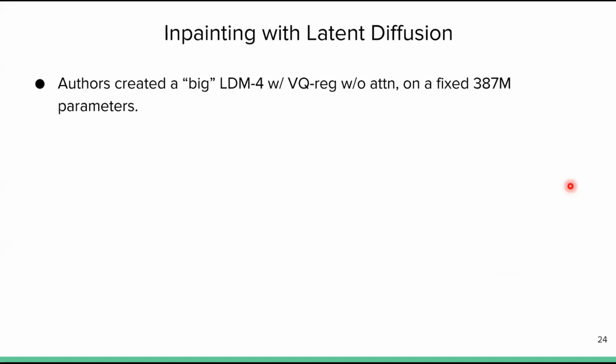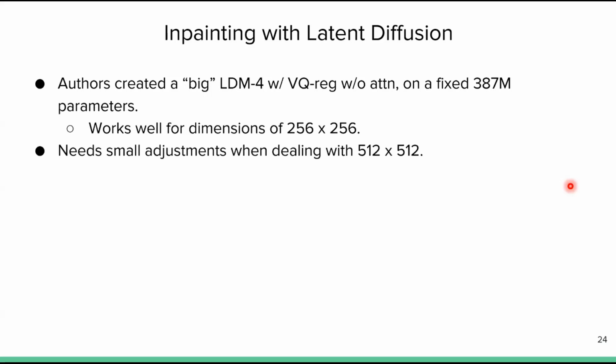So inspiration was taken from these experiments, and the authors decided to create a big LDM4 with a VQ reg without attention, and this was trained on 387 million parameters. They found that it worked really well for images with dimensions of 256 squared, but that for images that were 512 squared, there needed to be some small adjustments to be made.